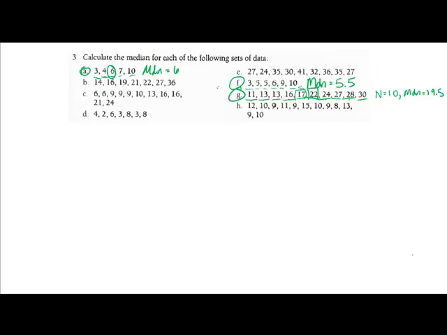E, the median is 32, and E was a little tricky because they didn't write those ones in order for you, right? 27, 24 out of order. So the first step you had to do was put them in order yourself. And H was the second one. Median for H is 10. So hopefully you got those right. Let's move on to the next question.